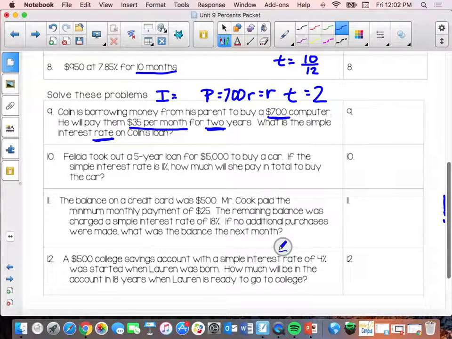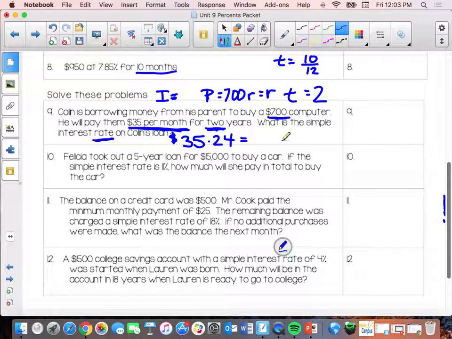So back to this problem though. I don't know the interest until I figure this out. $35 per month for 2 years. Well, how many months is that? Oh, I'm thinking 24 months. So can you figure out how much he paid total? Well, if you do 35 times 24, that would give me the total number of dollars that he paid. Is that what interest is? No. The interest is just the amount that he paid on top of the $700.